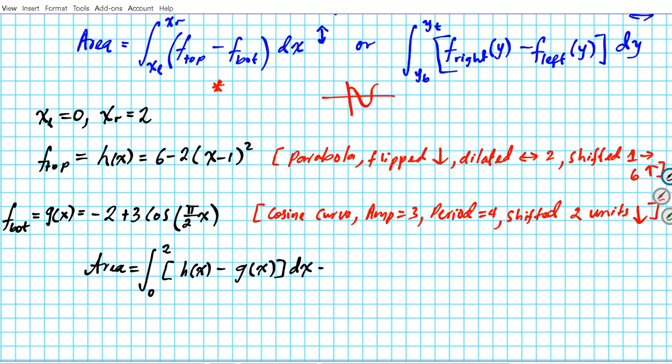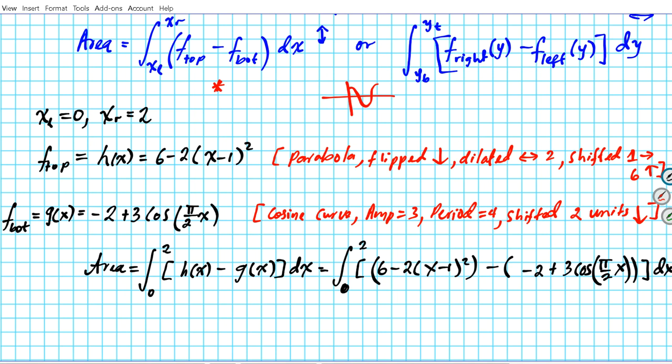All right, so there's your area right there. Now let's plug in the functions. We're looking at the integral from 0 to 2. Let's insert h of x. H of x is your quadratic, 6 minus 2 times the quantity x minus 1 squared. So that's h of x. That's minus the trigonometric function, negative 2 plus 3 cosine pi over 2x. Okay? All right, we're going to be using FTC1 here, so it's pretty long. Prepare yourself. Okay, let's do this.